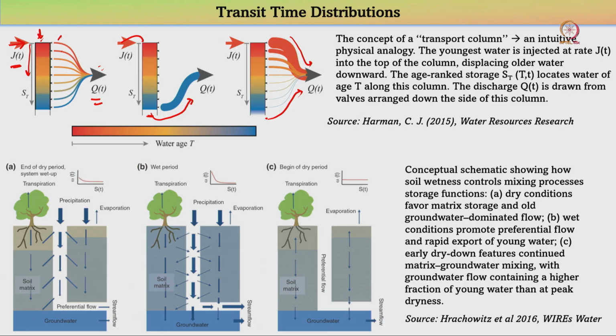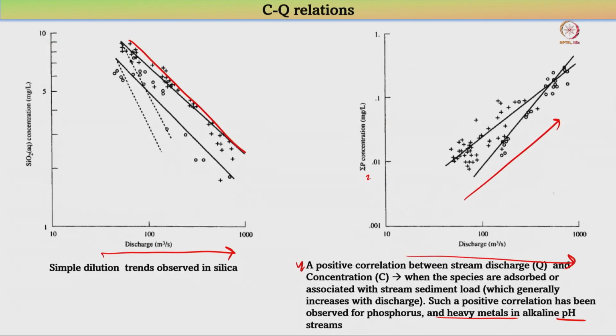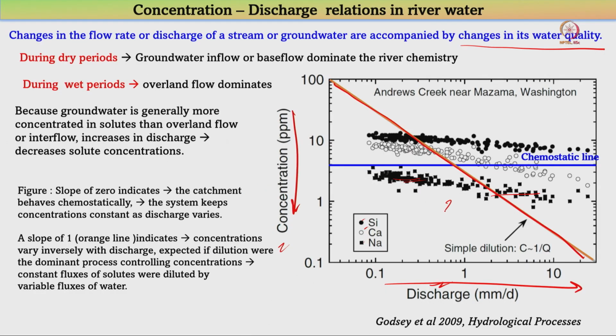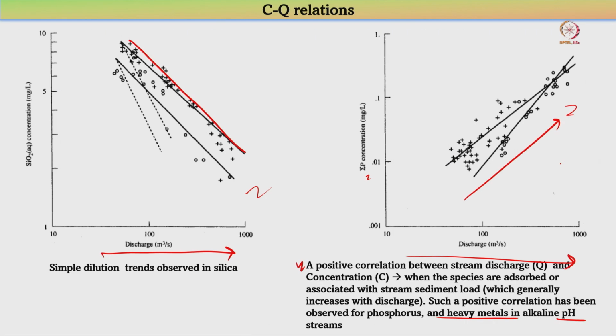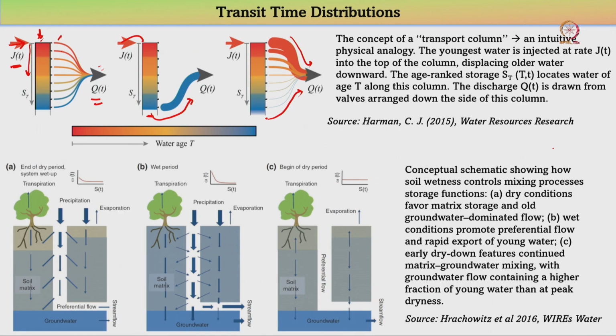because that is what is going to help us in understanding whether it is going to be something like this or this or this. So, whether it is going to be chemostatic, whether it is going to look like a dilution, or it is going to look like an enrichment, and why does it look like this. Okay. So, this is just like a physical analogy of the storage system in a particular basin, where there is water that is getting injected at a particular rate, and that is displacing the water downwards.